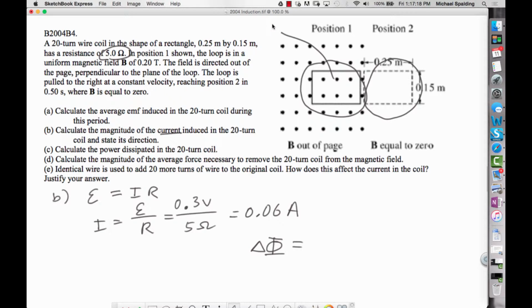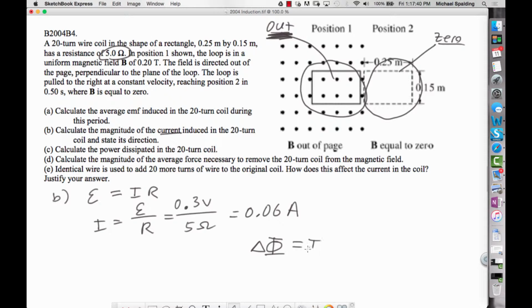Out. Dots are out. So the magnetic flux is directed out, and then the loop gets pulled over here to position 2, where we have 0 flux. So which way did it change? If you go from having an outward flux to 0 flux, which way is the change?